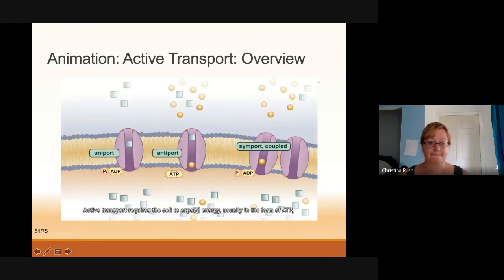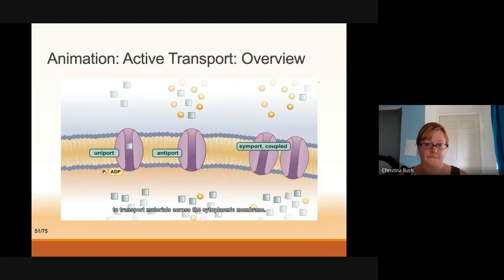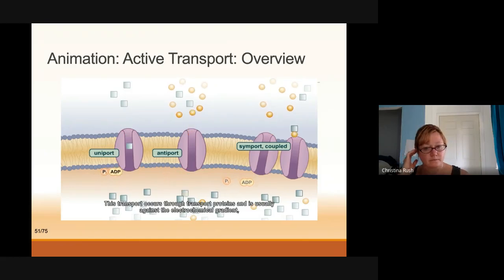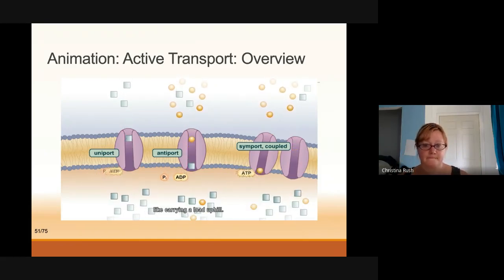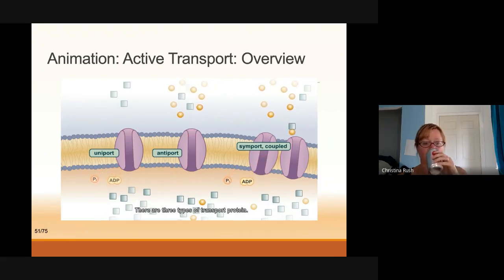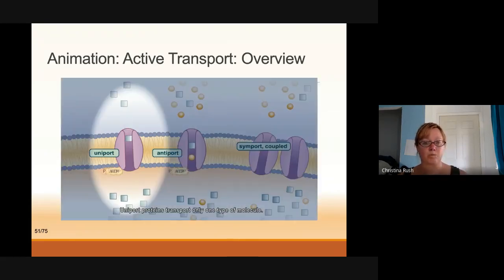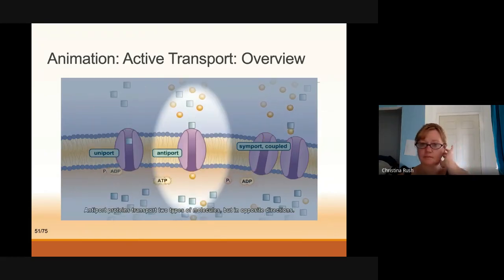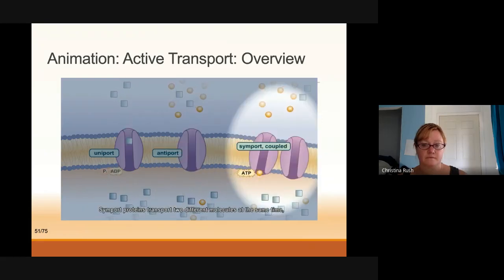Active transport requires the cell to expend energy, usually in the form of ATP, to transport materials across the cytoplasmic membrane. This transport occurs through transport proteins and is usually against the electrochemical gradient, like carrying a load uphill. There are 3 types of transport protein. Uniport proteins transport only one type of molecule. Antiport proteins transport 2 types of molecules, but in opposite directions. Symport proteins transport 2 different molecules at the same time, but is coupled with a uniport channel.